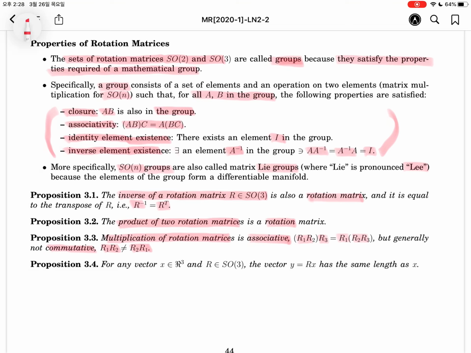Okay, for any given vector x belonging to R3, and R belonging to SO(3), the matrix-vector operation Rx gives the result y. The y has the same length as x because the R matrix has unit magnitude for all column vectors.